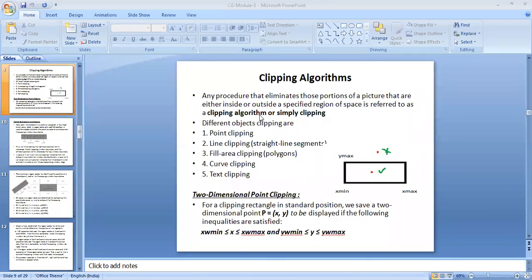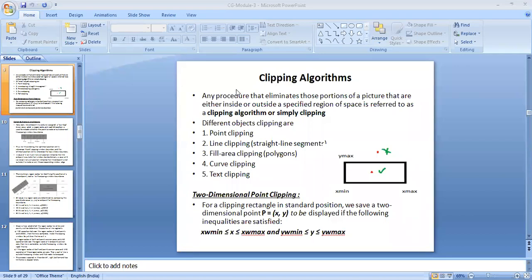They define a clipping algorithm as a procedure. How can we define a clipping algorithm? This is a very important definition that they ask, and clipping algorithms are a very important concept. You will have an important theory question, and also a lab program on clipping algorithms. Clipping means deleting or eliminating the unrequired portion that is in my object.